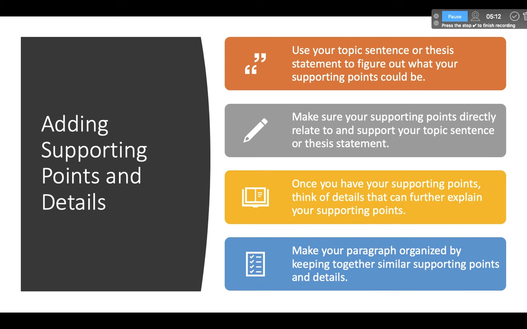And then make your paragraph organized by keeping together similar supporting points and details. So this just goes back to, if you're writing about why cats are better than dogs because cats are cheaper to take care of than dogs, stick with that, okay?